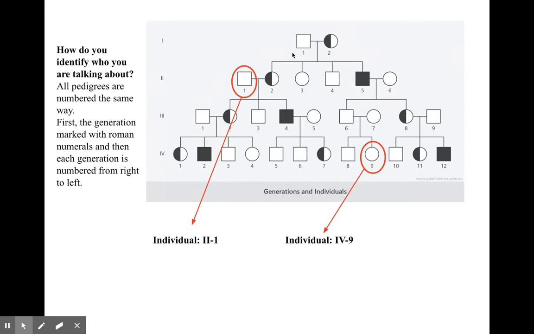Then we always number from left to right, just the way we read in English. So 1, 2, and then the next generation, start again. 1, 2, 3, 4, 5, 6, like all the way across. Next generation, you're starting at 1 to the left and numbering all the way over to the right. So this male right here is individual 2, II-1. Or this individual, this girl right here, is individual IV-9. So that's something to note when we start doing problems in work.